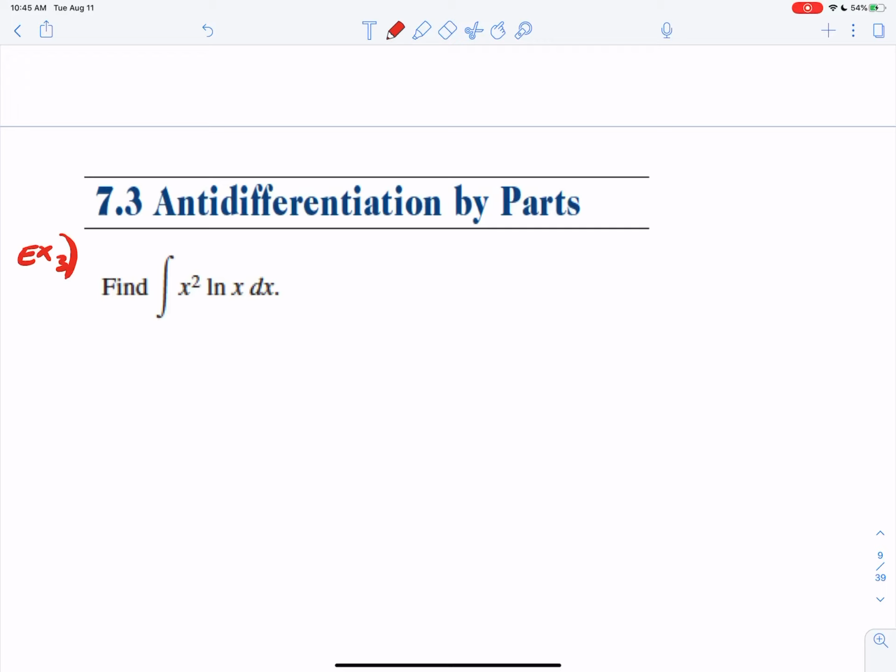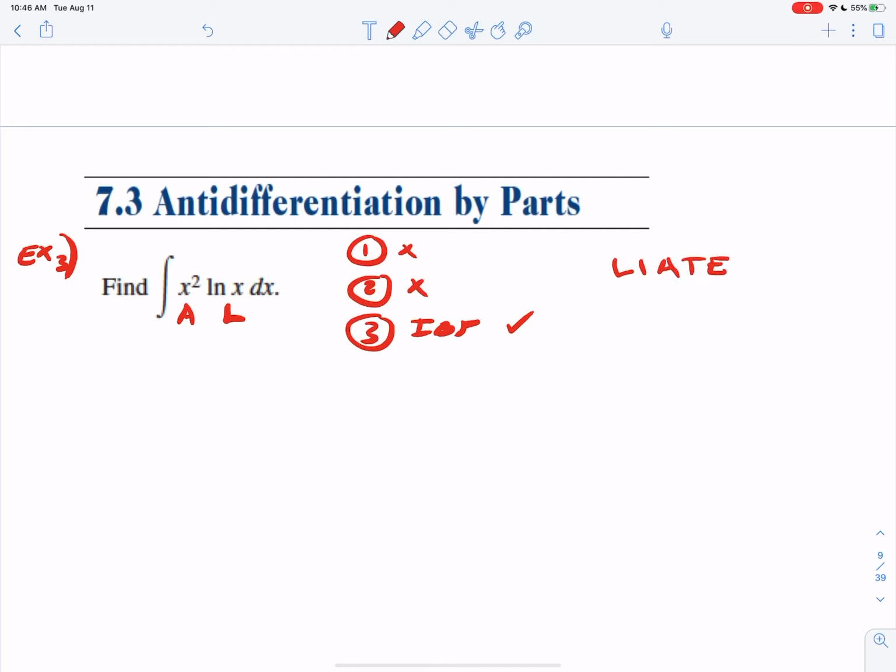Okay, here we go. So here I definitely know that it's not simple. There's no function in a function. So most likely integration by parts, because we have a product, okay? So x squared is something algebraic. Natural log is something logarithmic. And out of LIATE, out of L and A, L appears first. So u should be the natural log of x, and dv should be everything else, x squared dx.